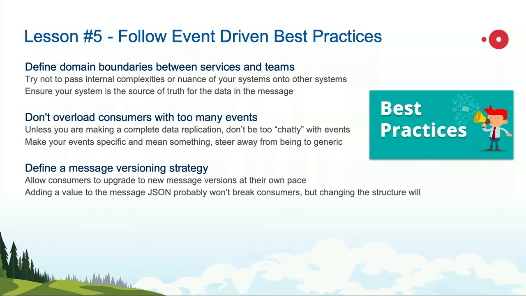Next listed here, you don't want to be overly chatty with your events. Make your events very specific and mean something, unless you're doing a full data replication. And third listed here, you want to come up with a versioning strategy for your events. This is something that we're doing now at OpenTable. This is very analogous to an API versioning strategy, where the consumers can just update to the new version at their own pace.